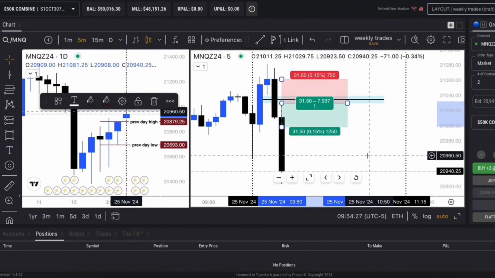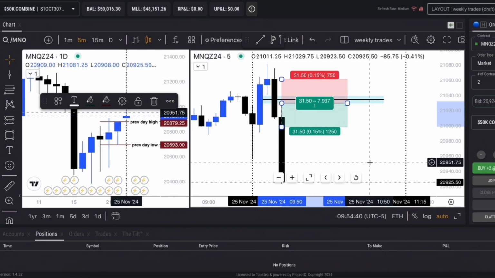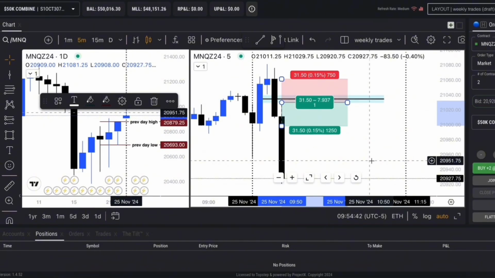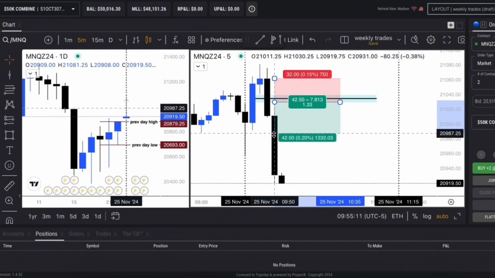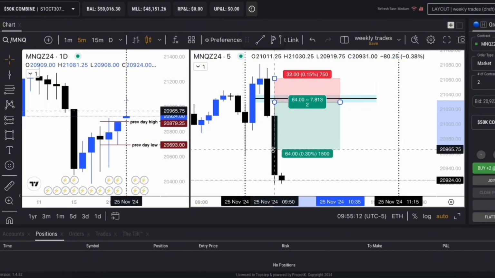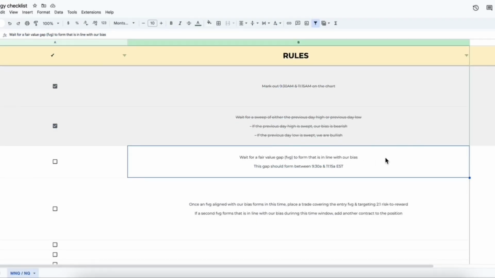Based on my backtest, my stop losses in general were between 30 and 35 points. Most I'll extend it to is 70 points. That's if the fair value gap is pretty big, but I won't exceed 70 points as a stop loss. And so I'll set my stop loss to around 32 points, just to be in the middle, and then targeting 2R. And so this is the trade that I want to take. So just going back to the checklist, we do have that fair value gap that formed that is in line with our bias. So I'm going to check that.